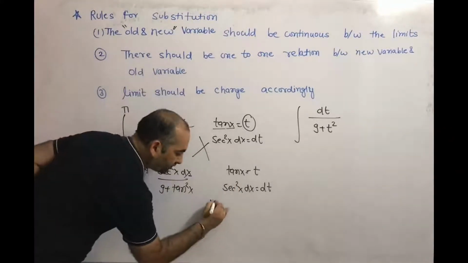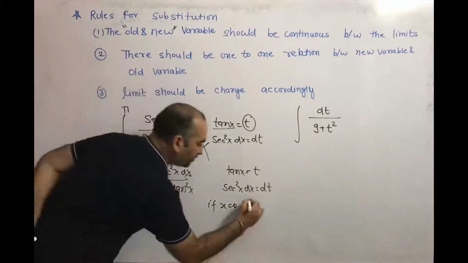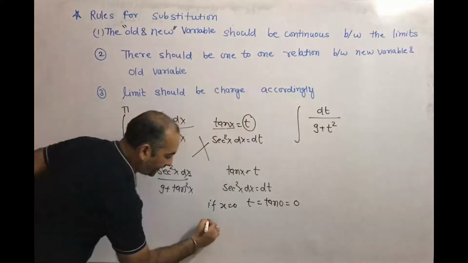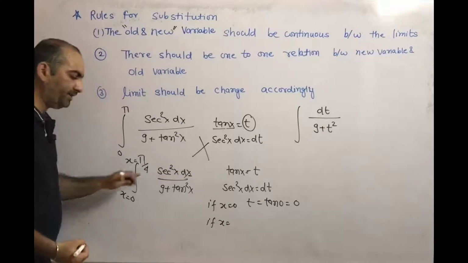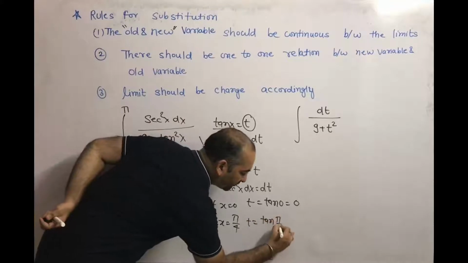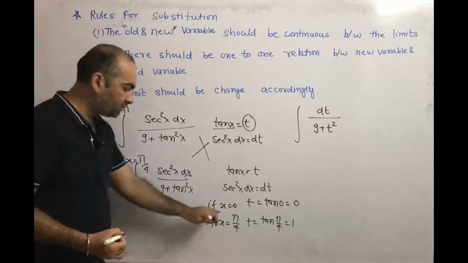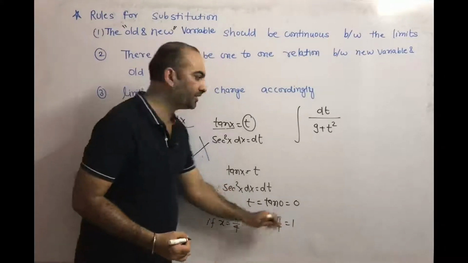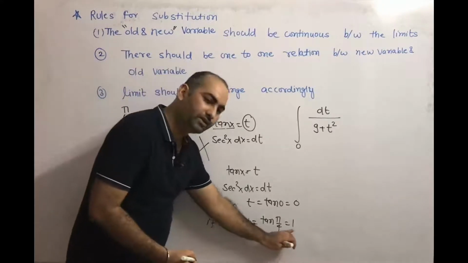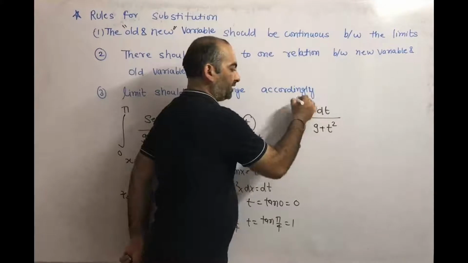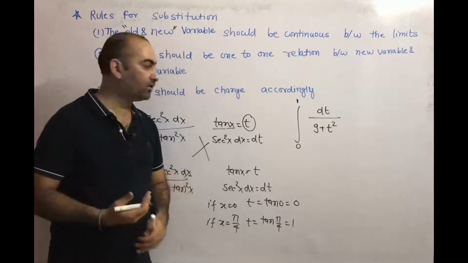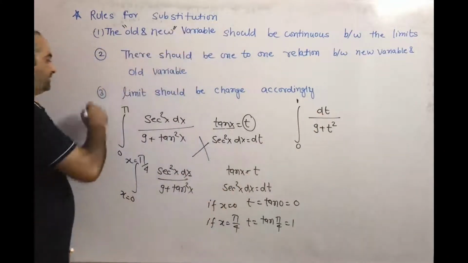First, if x equals 0, then t equals tan of 0, which is 0. And if x equals the upper limit pi by 4, then t equals tan of pi by 4, which is 1. So x equal to 0 is the lower limit, and t equal to 0 is the lower limit. And x equal to pi by 4 is the upper limit, and t equal to 1 is the upper limit. So here will come 0 to 1. The integration will be the integral from 0 to 1 of dt divided by 9 plus t square. So you have to change the limit according to the new variable. That is the third point.